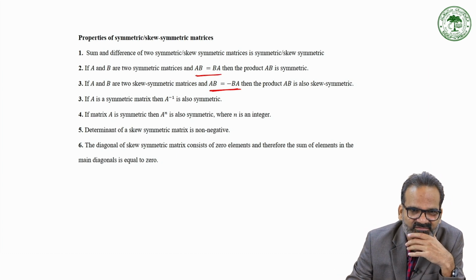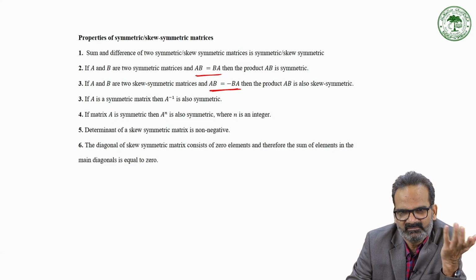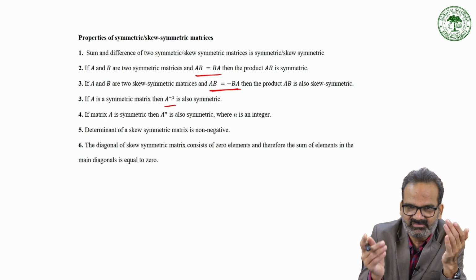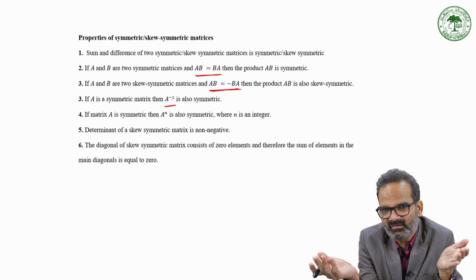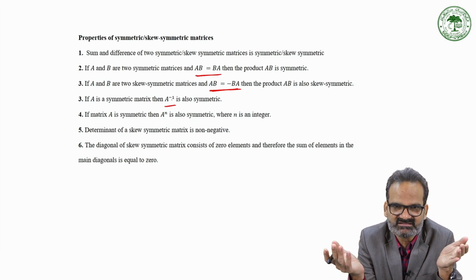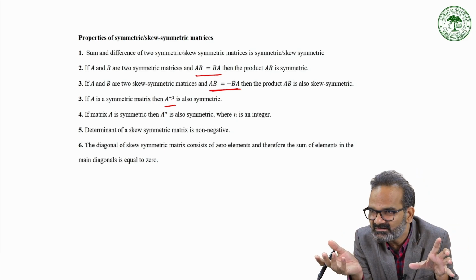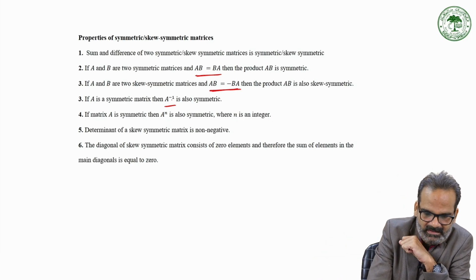Property 3 is what? If A is a symmetric matrix, then A inverse is also symmetric. The inverse of a matrix we haven't yet studied, so we will take up that case later. But if A is a symmetric matrix, we will find out the inverse in the next few slides. So whenever the matrix A is symmetric, its inverse is also symmetric.